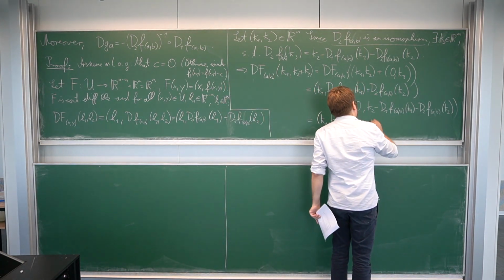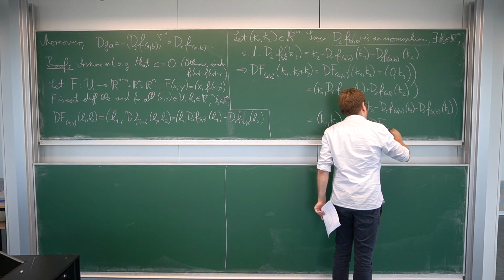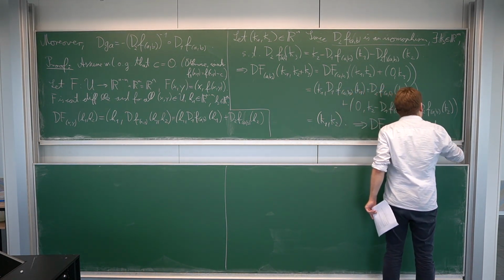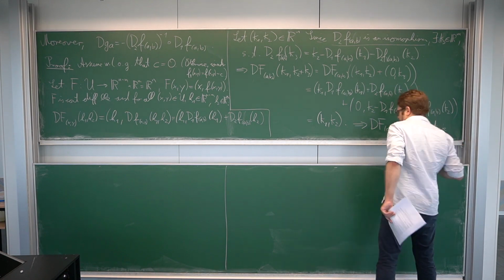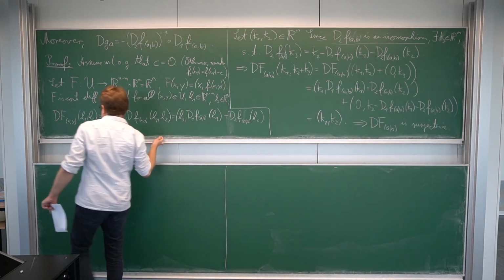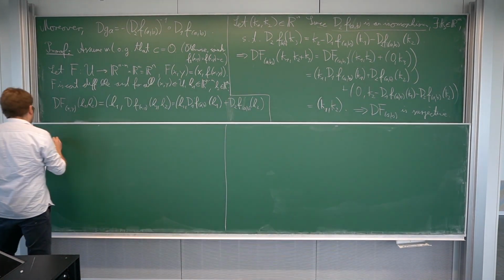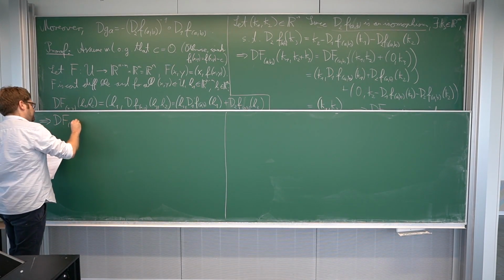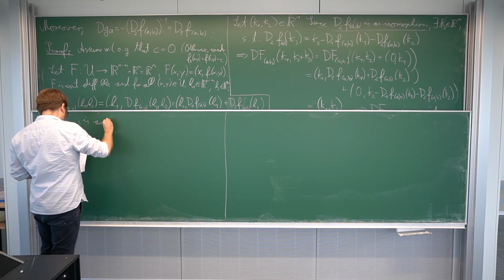So for an arbitrary element of R^n, we have found some pre-image under dF, which means dF in (a, b) is surjective. And since it's a linear map from R^n to R^n, this means dF(a, b) is an isomorphism.